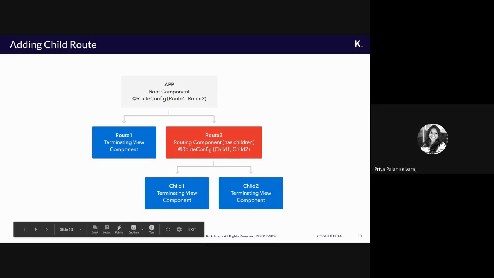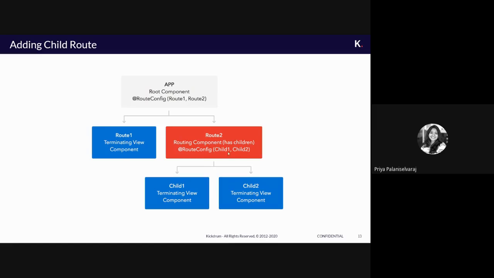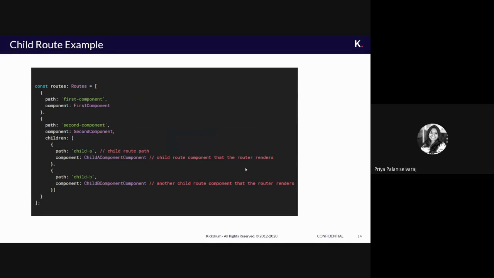So let's say this routing component has children, and how do we mention the child routing? In this sample code, path and component we have already discussed. The next attribute is children. In children we again have to mention path and component. All the attributes will be the same. The only thing is we need to mention them inside the children.